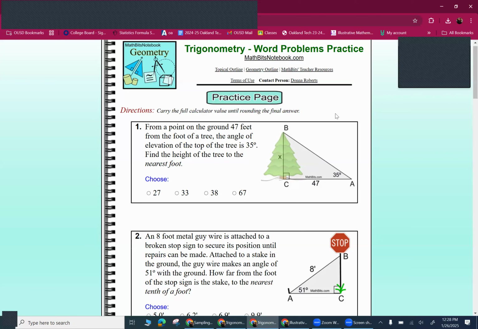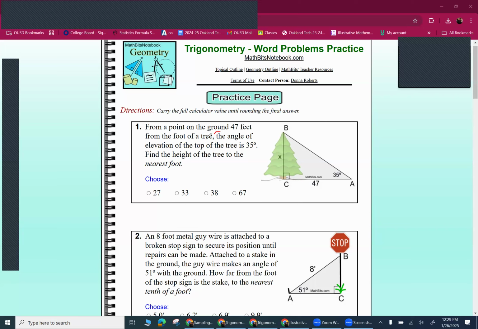Part of the issue with most word problems is realizing what the situation is. Because we are doing things with right triangles right now, most of these will be a right triangle. So you start by drawing a right triangle if you don't have a picture drawn for you already. You're measuring from the ground up to the top of the tree. You are 47 feet from the foot of the tree, and the angle of elevation, which I'm going to circle here, is a term that might come up. That just means the angle looking up. So the angle looking up is 35 degrees.